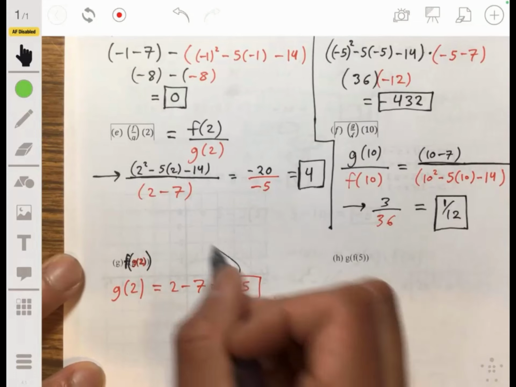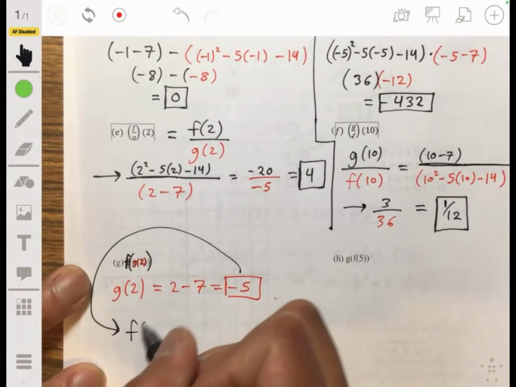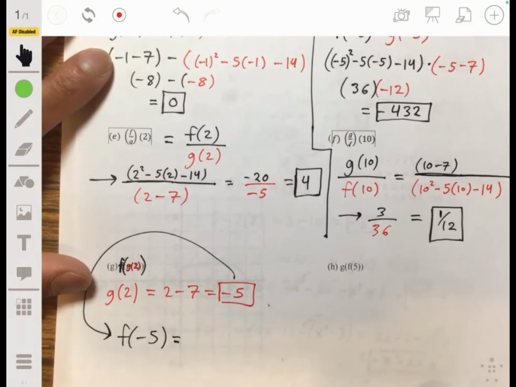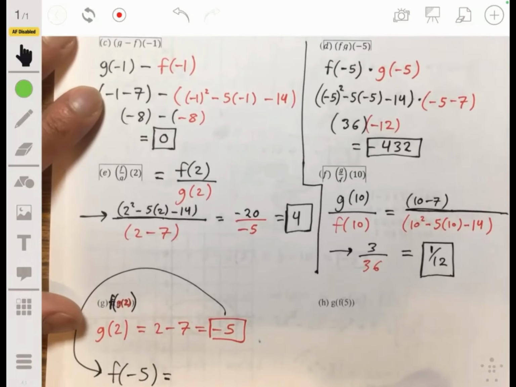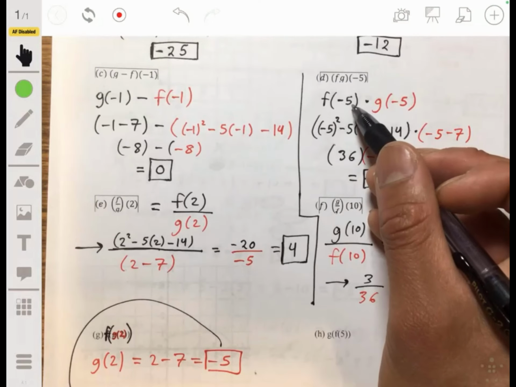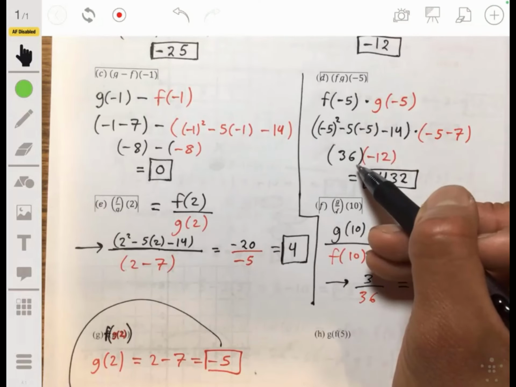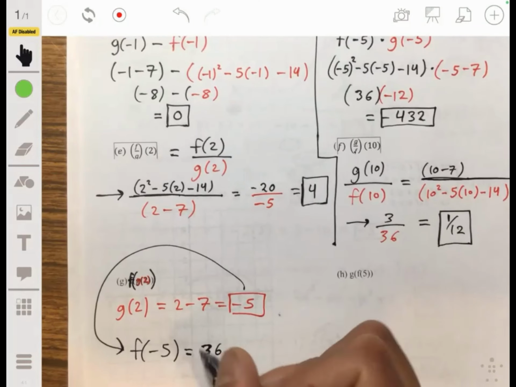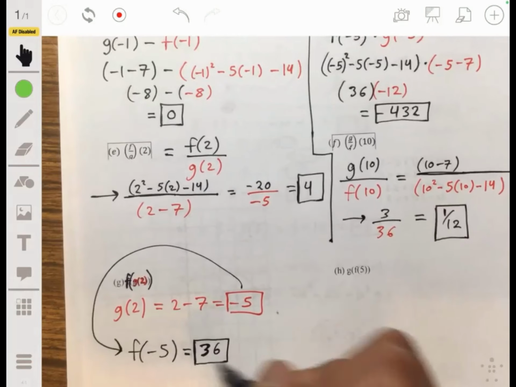So we're going to then, going back around, f of negative 5. We actually already found f of negative 5 here, so it's just 36. So we can save some work there. So our final answer is this, 36.